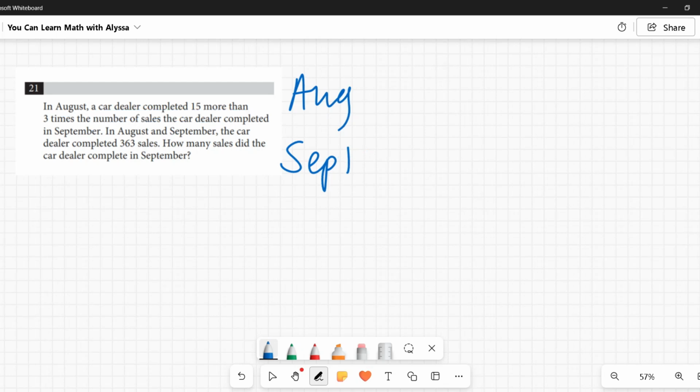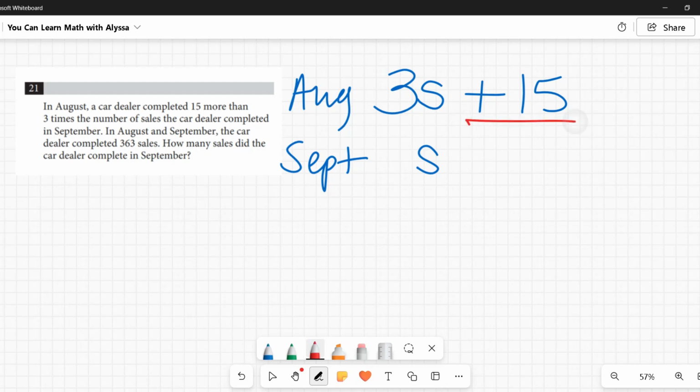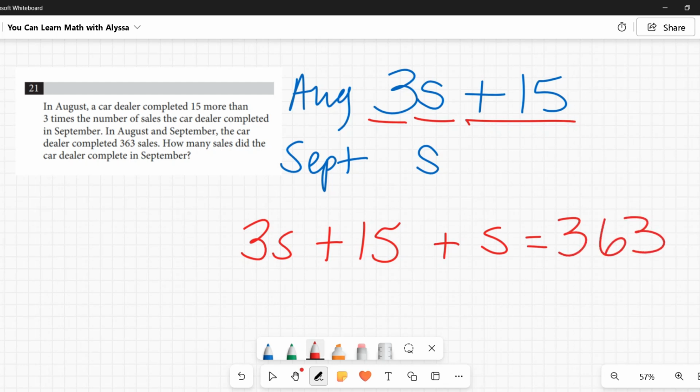So I'm going to call September S. That's my variable S. So in August, they completed 15 more, adding 15 more than 3 times the number of sales in September. That's how that breaks down. 15 more than 3 times the sales in September. Then they tell you that in August and September, together, the car dealer completed 363 sales. So let's add them together. So August was 3S plus 15, and September was S, and together that equaled 363.